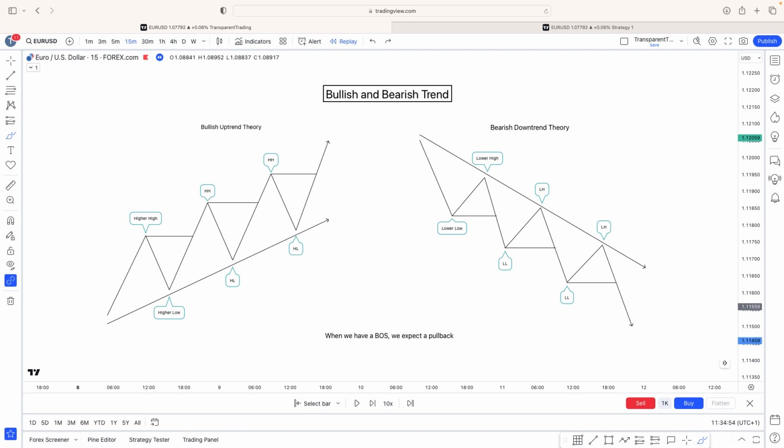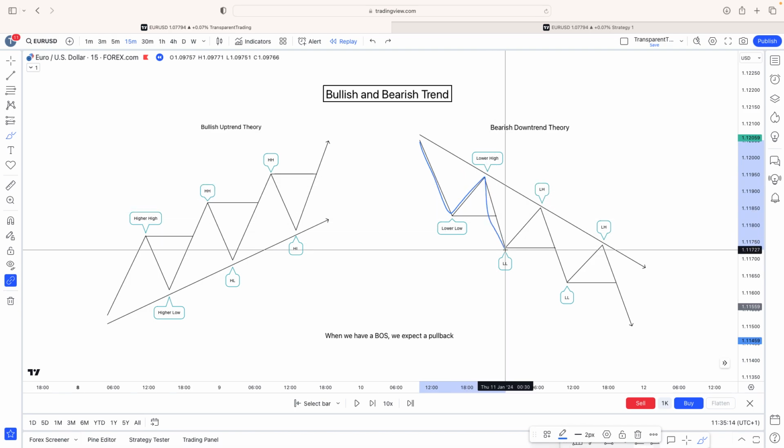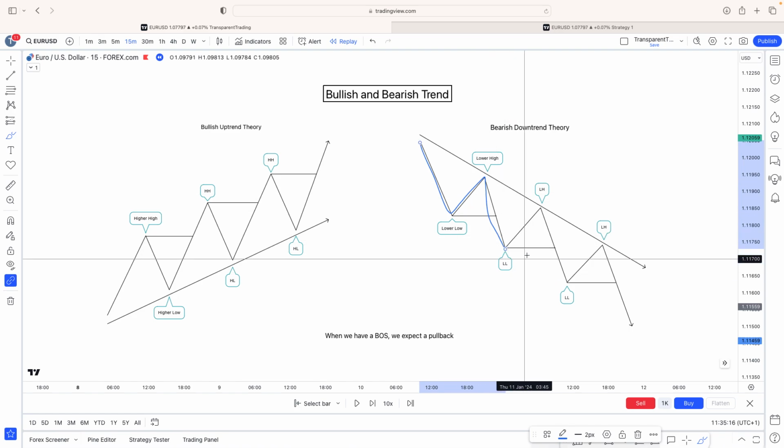Now, a bearish trend is exactly the same principle as a bullish trend, but it's just a downwards movement, right? So once a low is formed here, we then have a pullback. Price pulls back and then starts pushing lower and breaks past that previous low, creating a lower low.